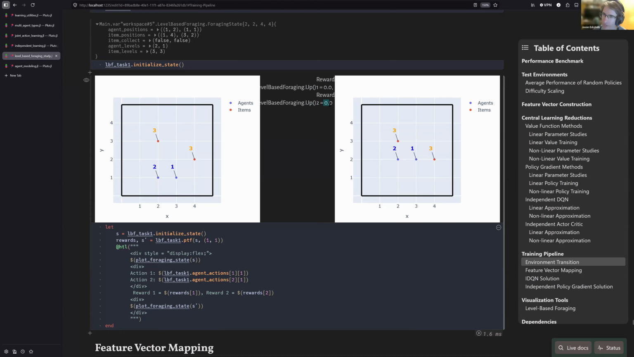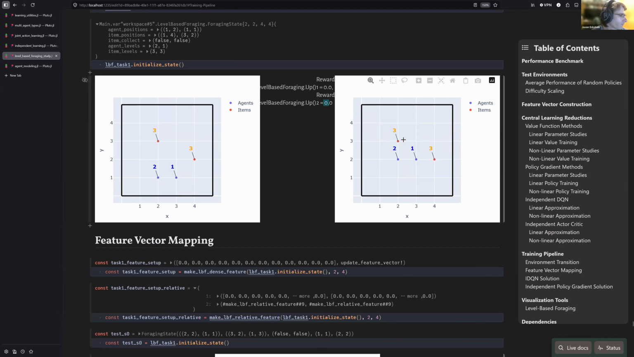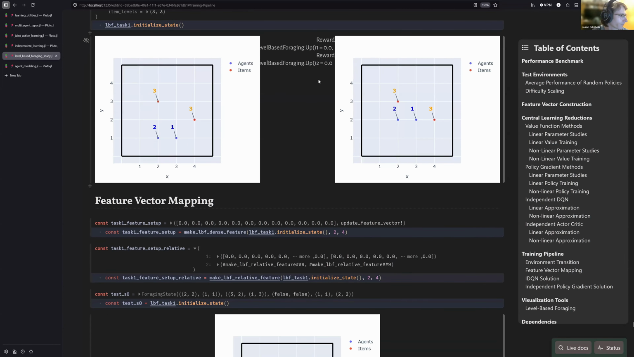Sorry, the text formatting isn't great here, but I didn't have time to play around with it. And then this is the state they end up in. So obviously both agents go up and they end up in this position, right? Very similar to the diagram I drew. And the reward is 0 because nothing has been collected in this case. So, that good, makes sense.